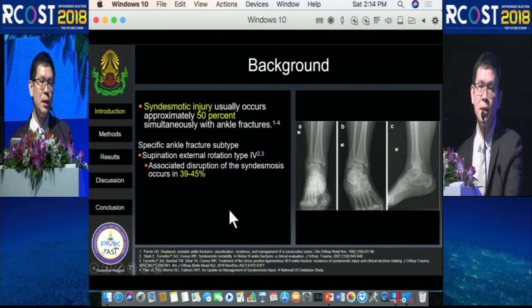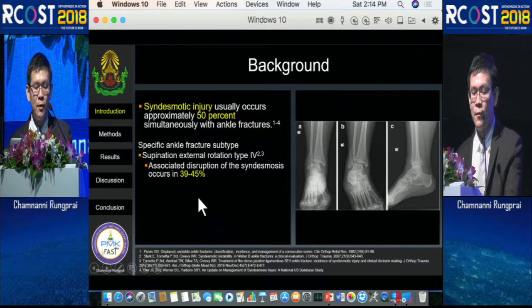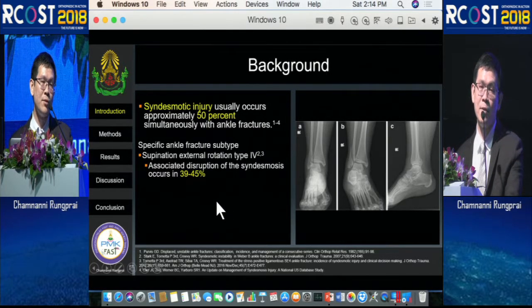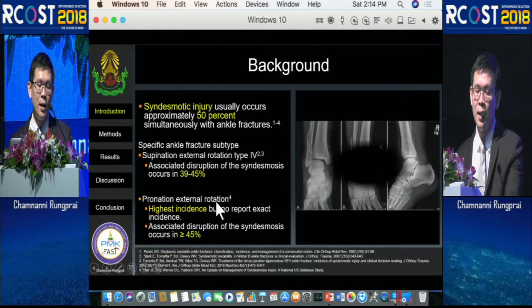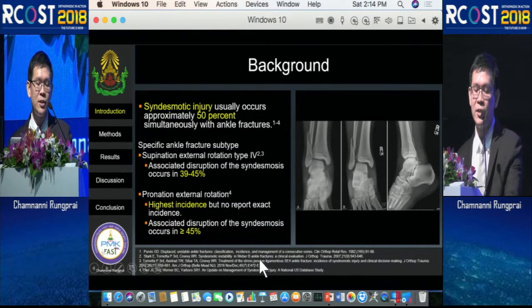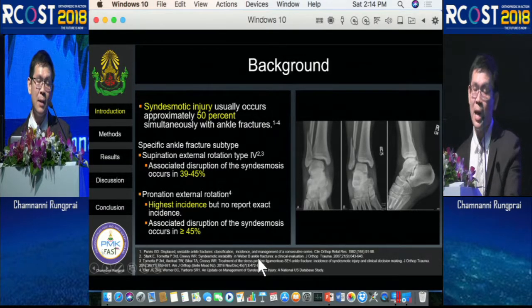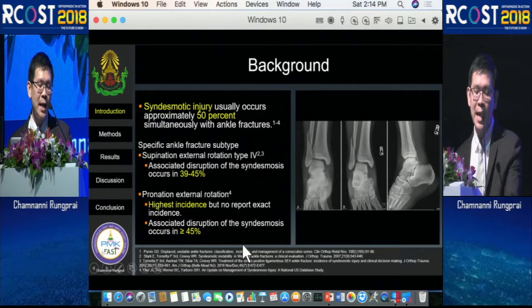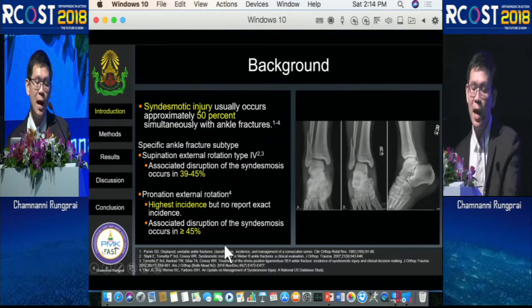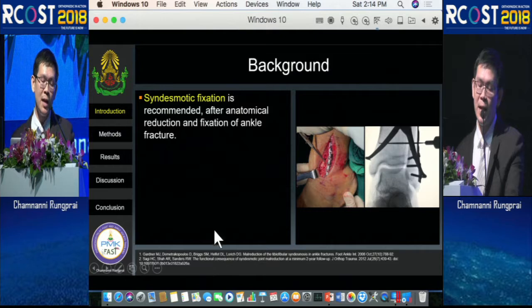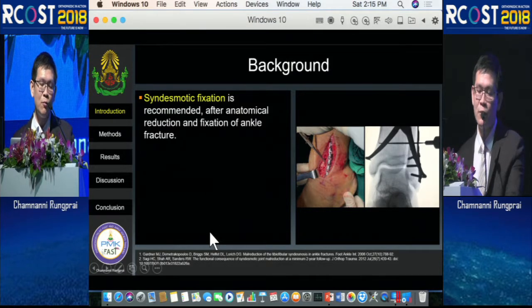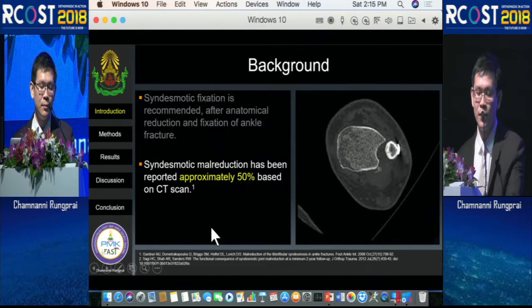When we look into specific ankle subtypes, for the supination external rotation type, they report around 40 to 45% with syndesmotic injury. But for the pronation external rotation subtype, they report at least more than 45% have syndesmotic injury. But there is no exact number, because the incidence should be higher than this, but we have no available data. Syndesmotic fixation is recommended after we do anatomic reduction and fixation of the ankle fracture.